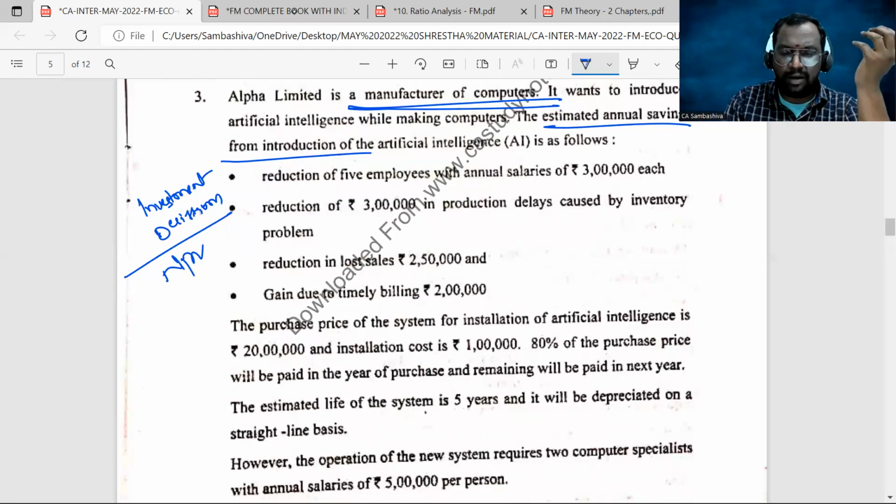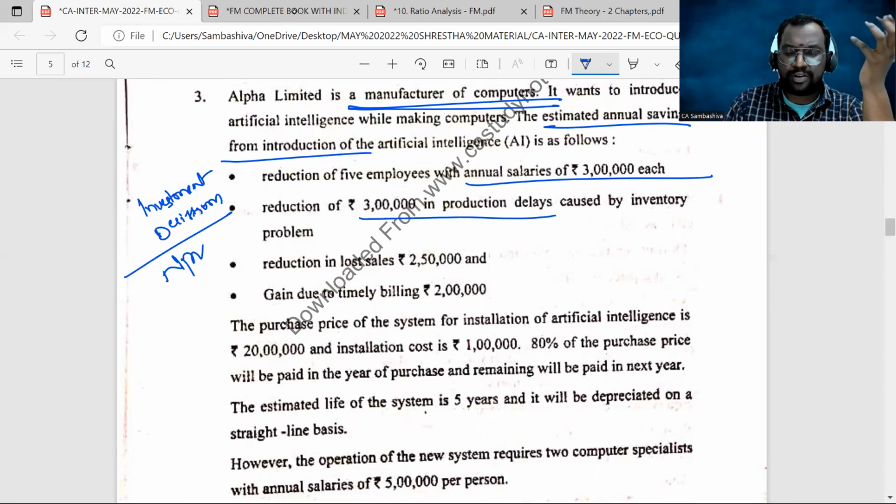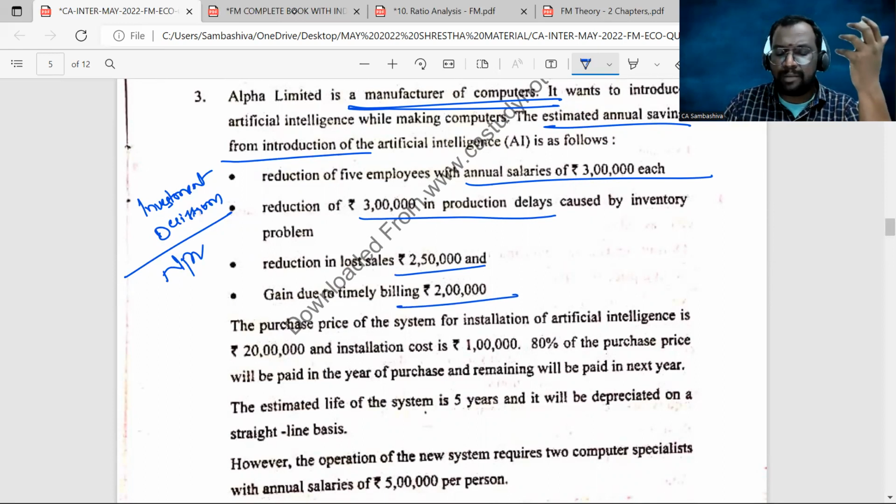Reduction of 5 employees with annual salaries of 3 lakhs each. This is a cash inflow. Right, operating cash inflow. Reduction of 3 lakhs in production delays caused by inventory problem. Yes, cash inflow. Reduction in lost sales, cash inflow. Gain due to timely billing, cash inflow. These are all your cash inflows.